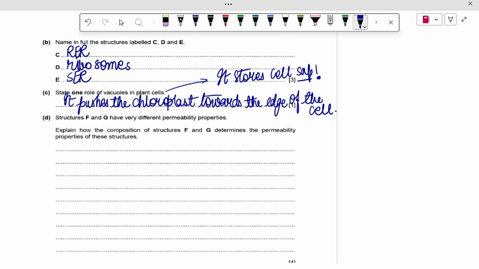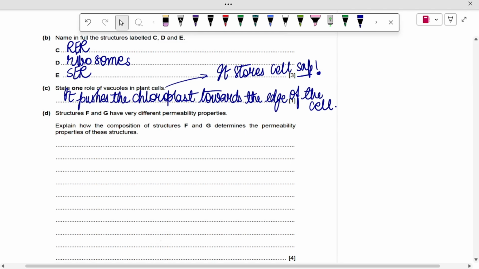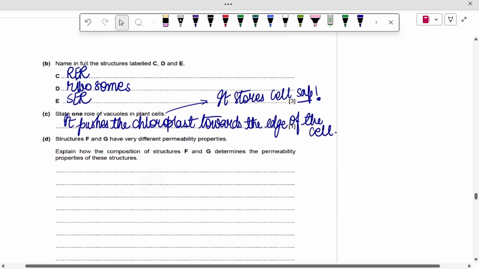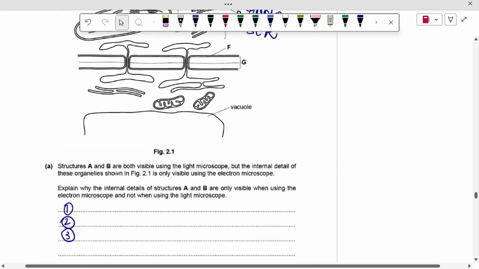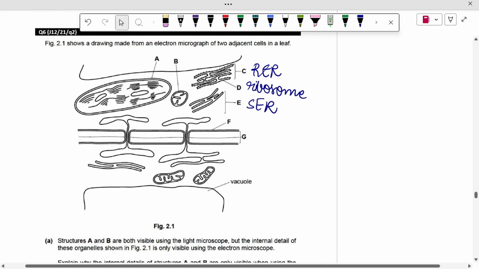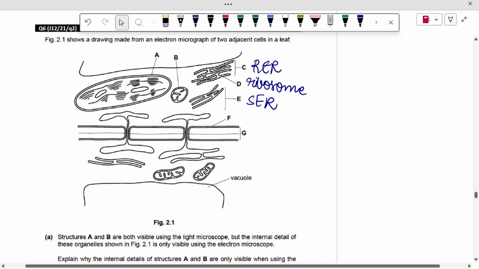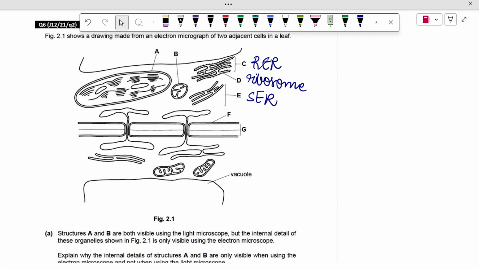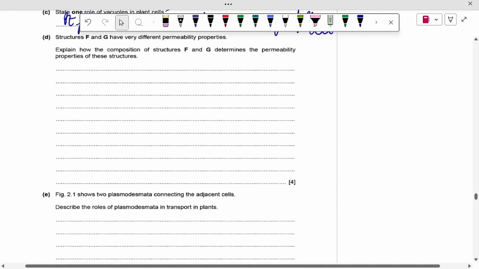Structure F and G have very different permeability properties. Describe how the composition of structure F and G determines the permeability property of these structures. Structure F and G पहले हम देखने की कोशिश करते हैं. What are they? So this is referring to your cell membrane and cell wall. And क्योंकि हमने अभी topic नहीं पढ़ा है, we're going to skip this question.